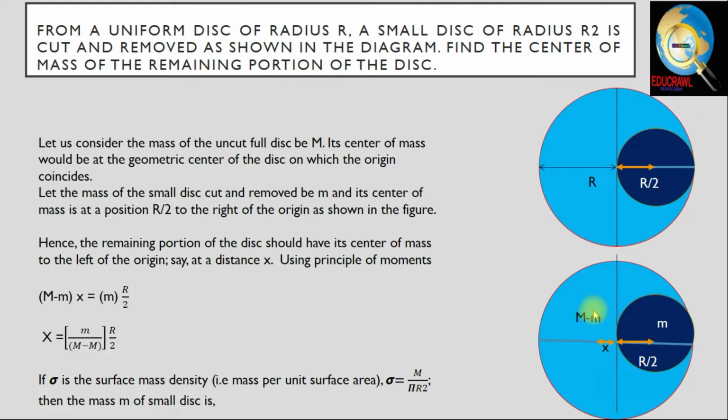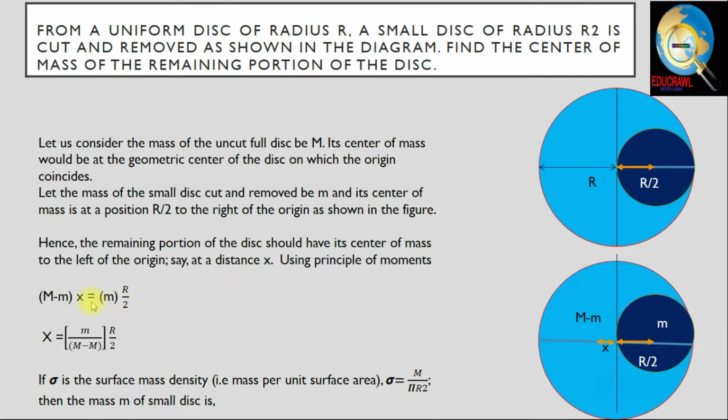Now we can apply our principle of moments. According to the principle of moments, mass into perpendicular distance. Here the total mass of the disk is capital M. Among that, one small portion, small m, is cut off. So the remaining portion will be M minus m, and the distance is x. So (M minus m) into x is equal to the mass which is cut, small m, whose center of mass is at a distance r by 2, which is m into r by 2.